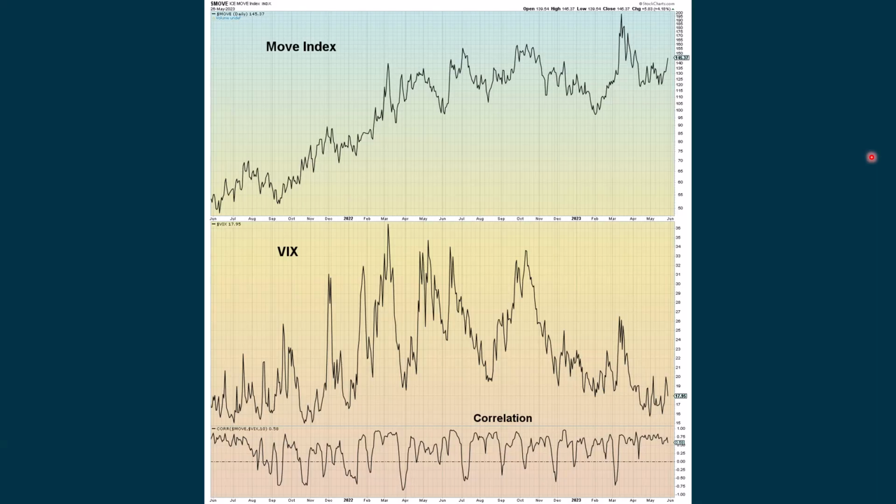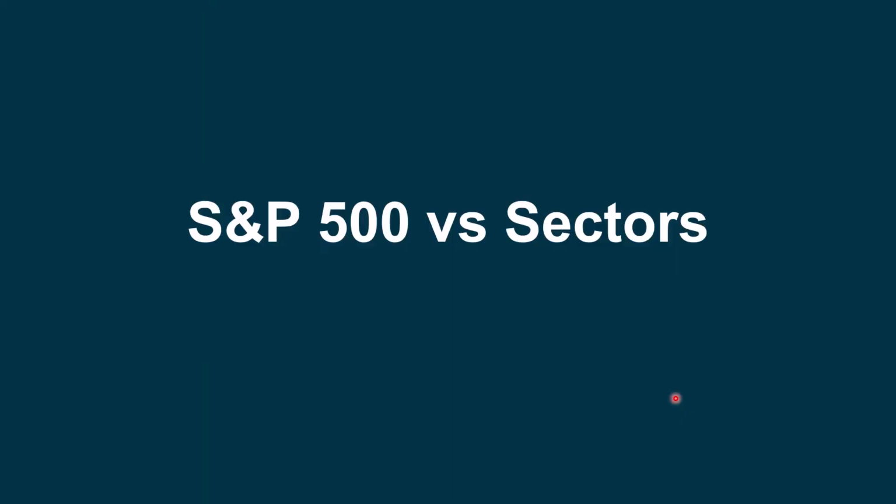down. Then we look at a thing called the MOVE Index, which measures volatility for bonds. On the bottom is the VIX, which measures the volatility of stocks, and we can see there's a really strong correlation between them. We did tick up a little bit with bonds in Friday's session. We were up with stocks, so the VIX actually ended up dropping.